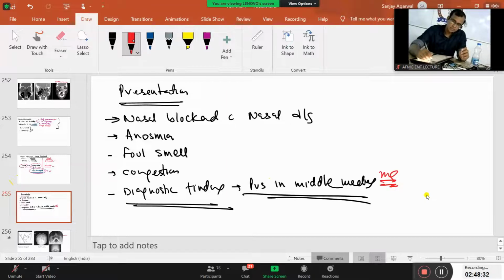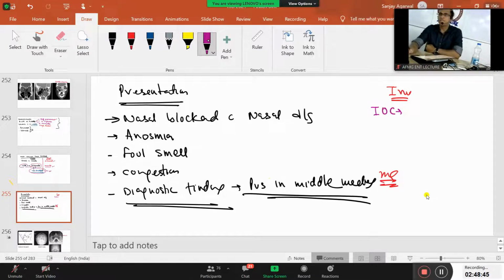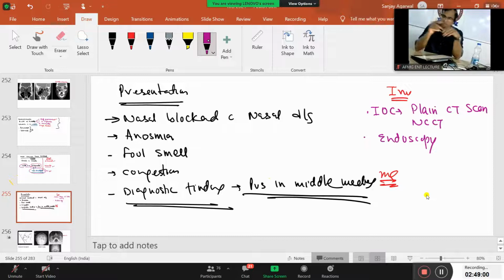Investigations. What are the investigations you do? If I ask you the investigation of choice, the answer is plain CT scan. Non-contrast. Plain is non-contrast CT scan. इसको NCCT बोलते हैं ना? Same thing. You can do endoscopy. You do endoscopy in the nose and you can see the pus. ये वाला.